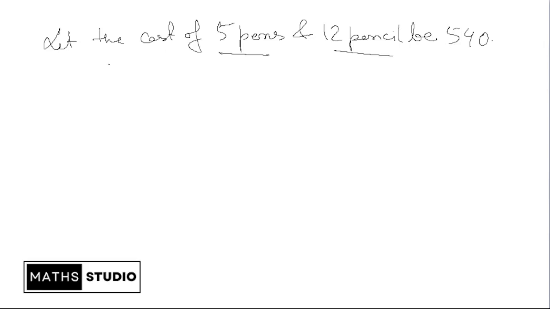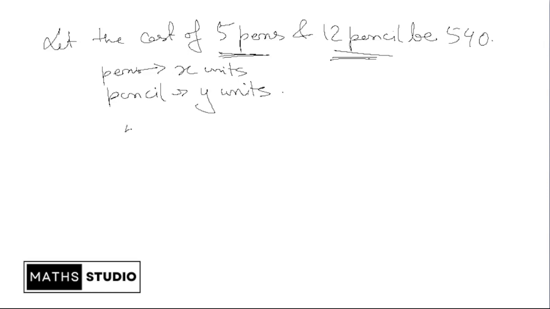So when we are taking a single variable, we'll write let the cost of one pen be x, and then we can go ahead. But in this case there are two variables, the number of pens and number of pencils, both are unknown. So we'll say let the number of pens be x units, and number of pencils be y units.